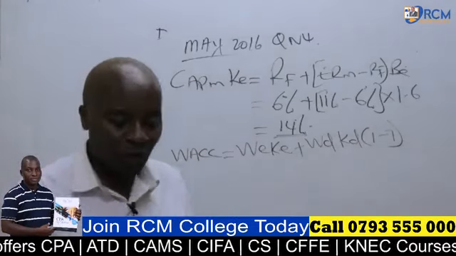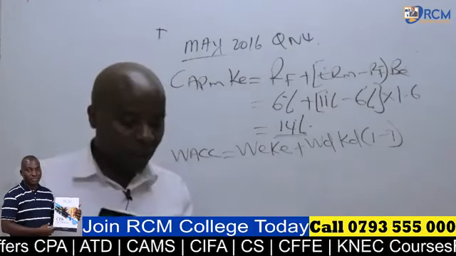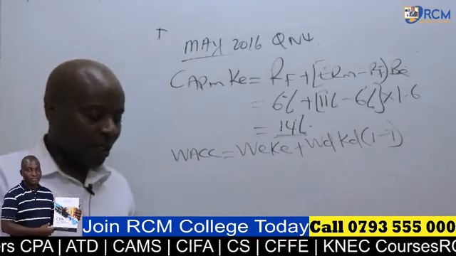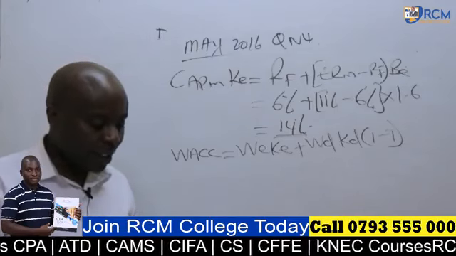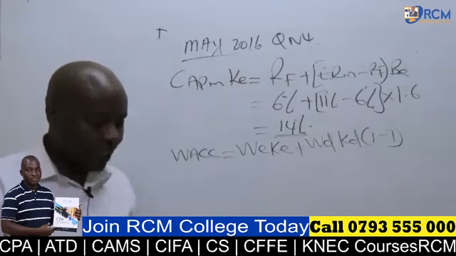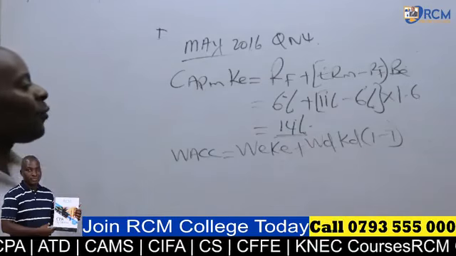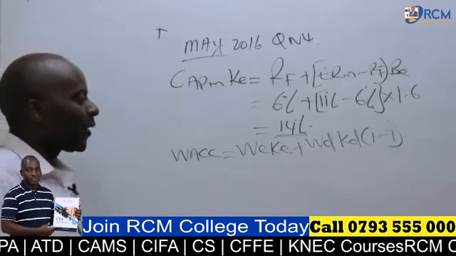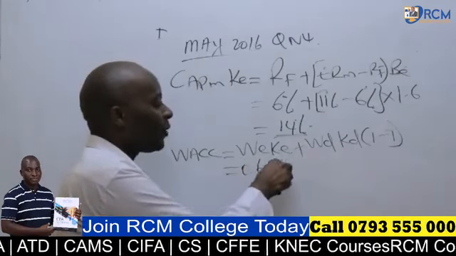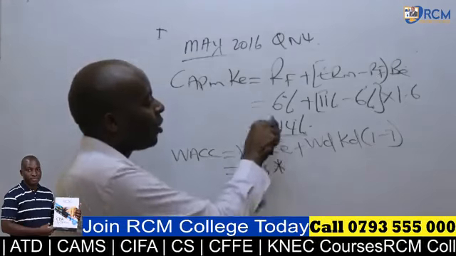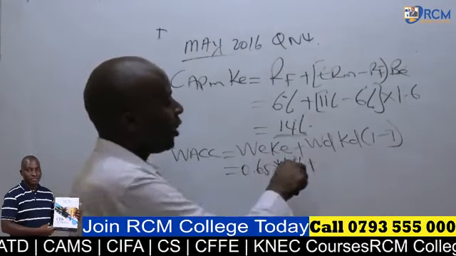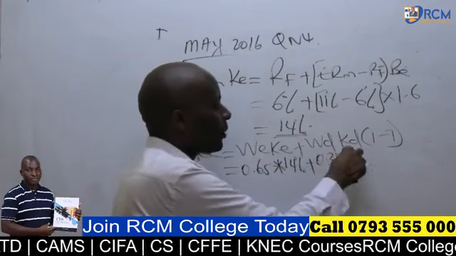So ladies and gentlemen, if you look at this thing very well, already we have the weight of debt from the gearing. The gearing was given up there as 35%, meaning that weight of debt is 35% and weight of equity is 65%. So 0.65 times the cost of equity, which is 14%, plus weight of debt is 0.35 times cost of debt.